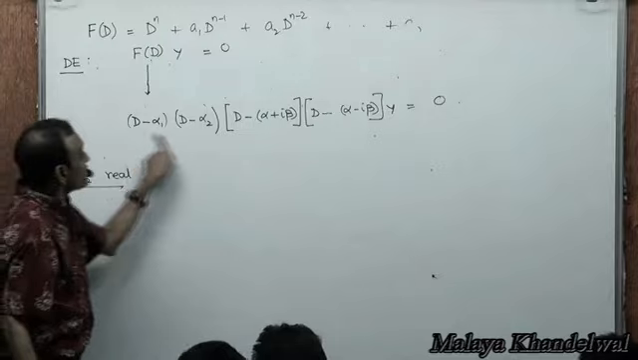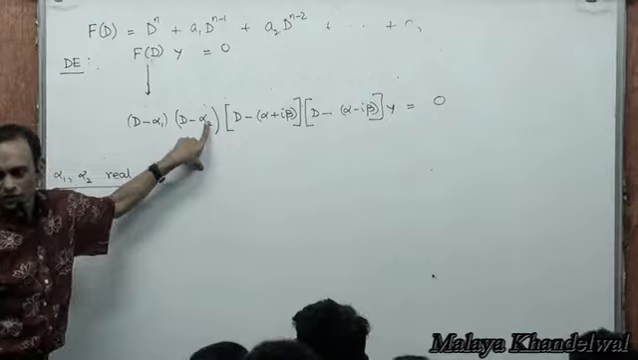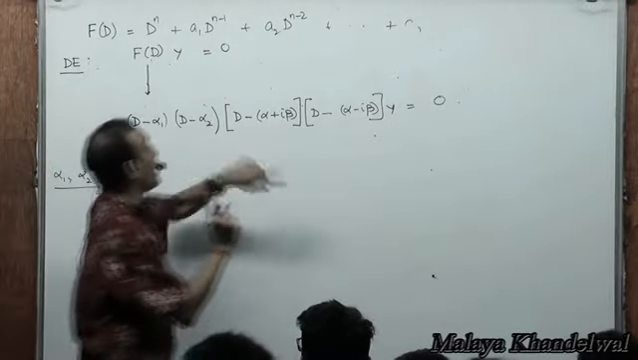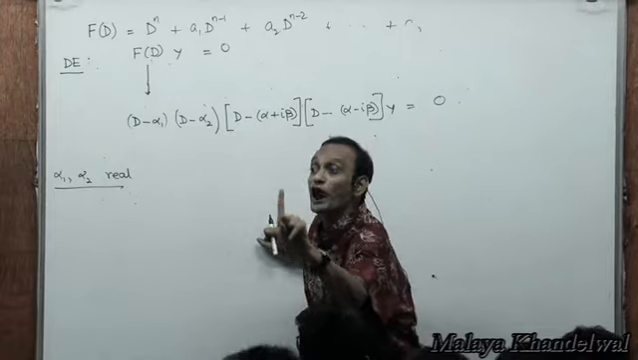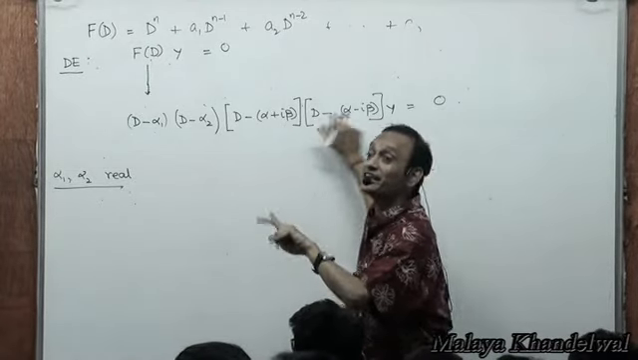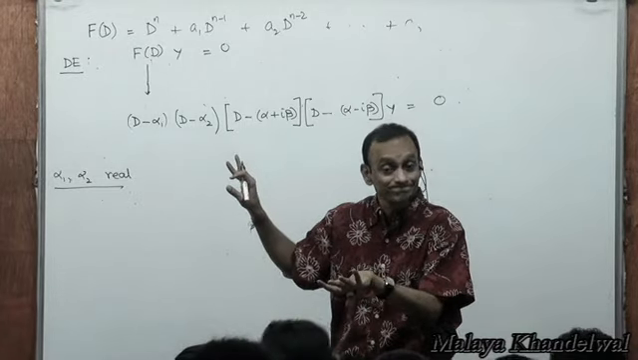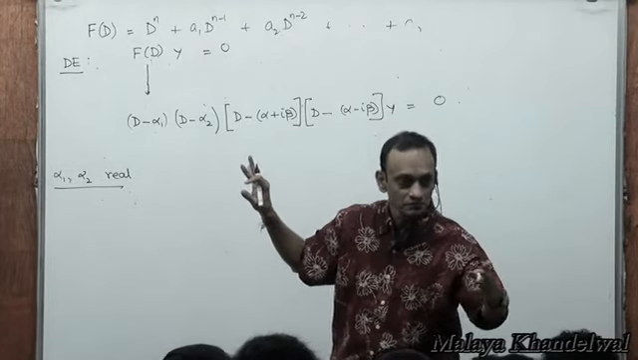So now this F(D) has 4 roots. Alpha 1, alpha 2 are 2 real roots and there are 2 complex roots, and you know complex roots have to occur in pairs. That's why one is of the kind alpha plus i beta, the other one is of the kind alpha minus i beta. Yes or no?